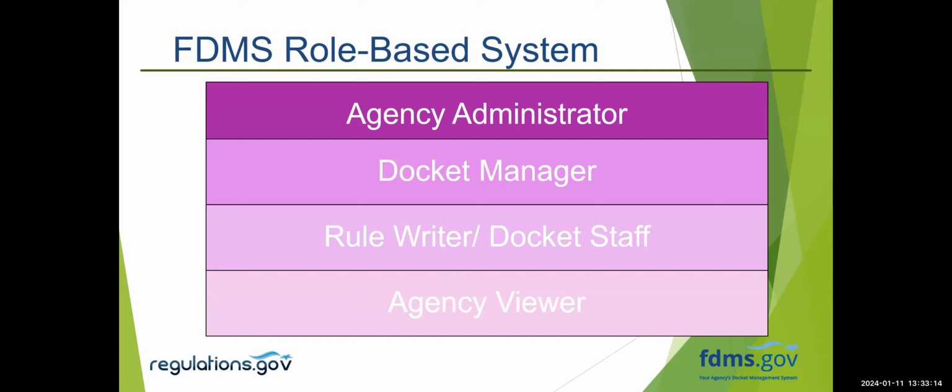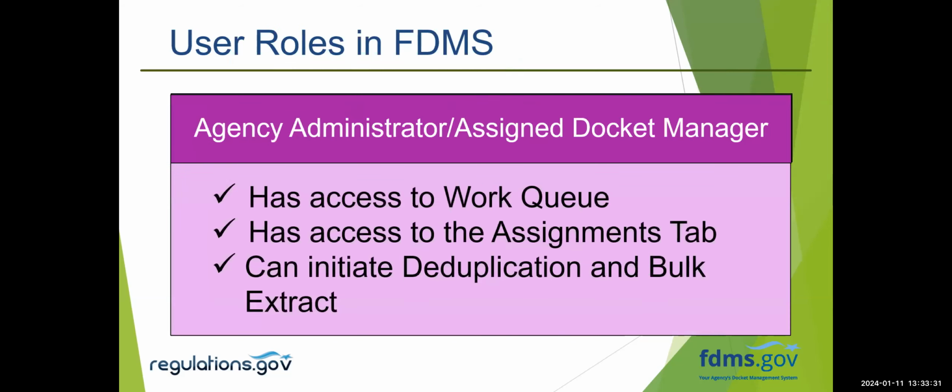All right, so some of the roles in the context of the work queue and the assignments. The slides are not as detailed as the ones that we use for the user role training, because we're only going to refer today to how those user roles are impacted when we work with the work queue and manage assignments. So which user roles can perform which functions? You can see here that I've put the agency administrator and the assigned docket managers on the same slide because, as far as the work queue and making assignments, they have the same permissions.